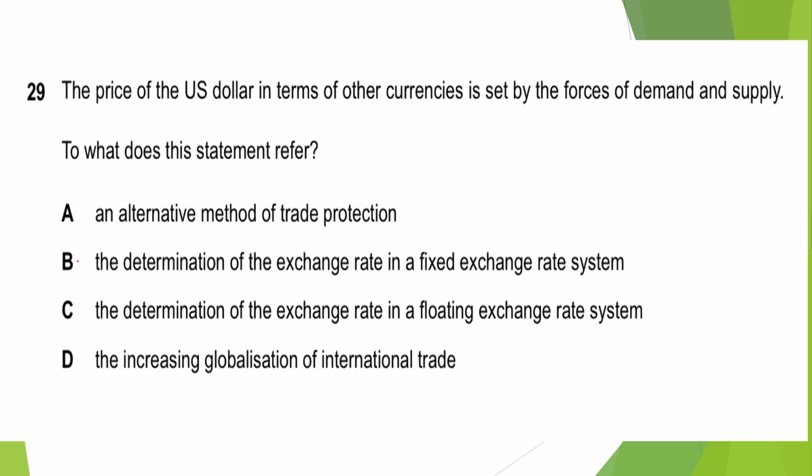So here B and C refer to the exchange rate being set by the forces of demand and supply. If it's set by demand and supply, it would be a floating exchange rate. So yes, C would be the correct answer. What if it is B? Then it would be set by the government. But here it says that it is set by the forces of demand and supply, where the forces of demand and supply play a vital role in the floating exchange rate for the determination of the exchange rate.